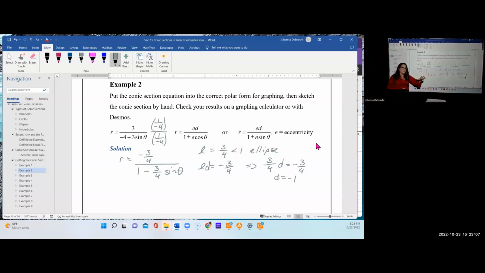Now, which way is it running? Well, I have sine, which means it has to be running vertically, which means the directrix line has to be horizontal. So what I know so far is that it's got to be running something like this, and I've got a focus point and directrices somewhere like this, and one of the focus points has to be at the pole, but I don't know which one.